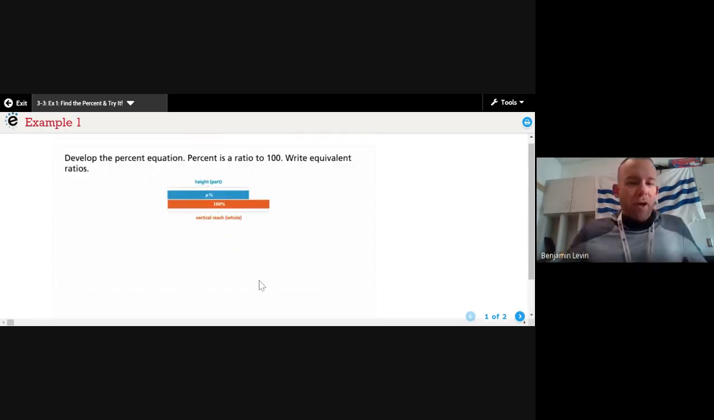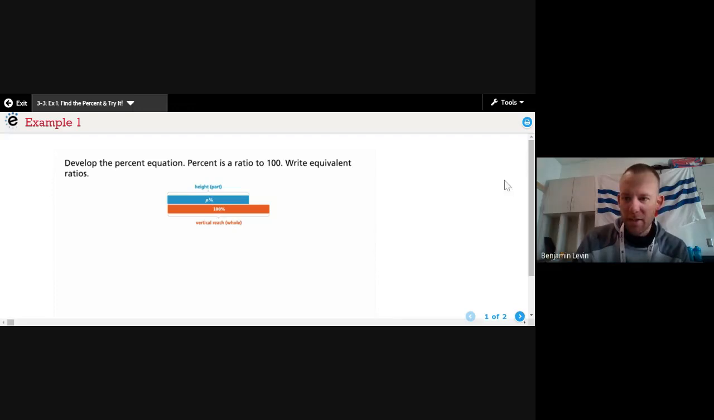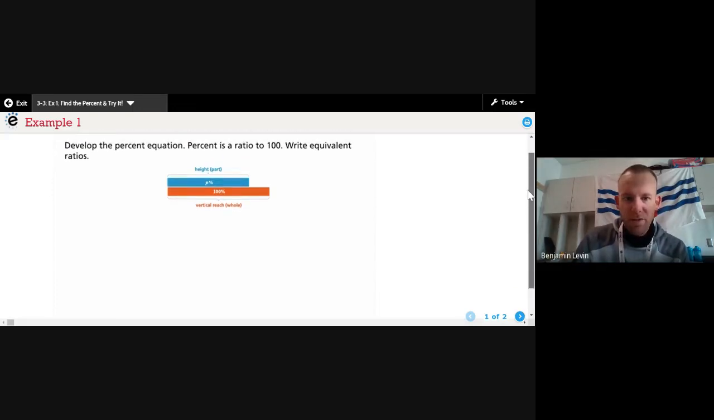It's really important on these, if it's a word problem that's asking you what percent of this is this, it's really important to pay attention to what order that is, right? And they're saying, it asked us what percent of the reach is the height, okay? So we know that reach is the whole, and we know that height is the part, right? We got to know the order. We got to know what's asking us. So that's what they did.